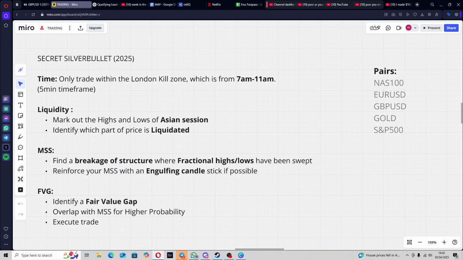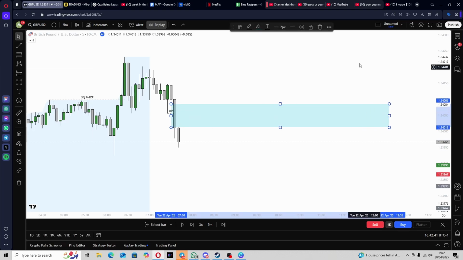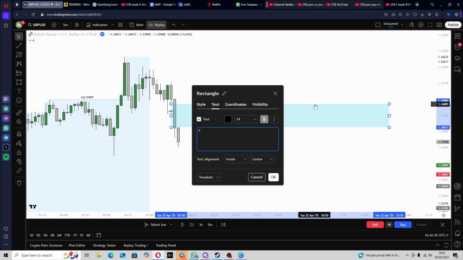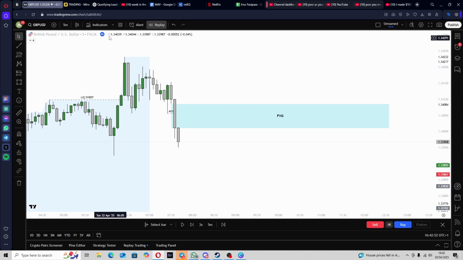From here, you need to identify a fair value gap, and then you need to overlap it with the market structure shift to get a very, very high probability on the trade, right? So all I'm going to be doing is marking out my fair value gap right there. And once I do mark out the fair value gap, let me just write it down. FVG, right? So once you do mark out your fair value gap, what you need to do from here on out is just enter the trade, and then you can execute it straight away.